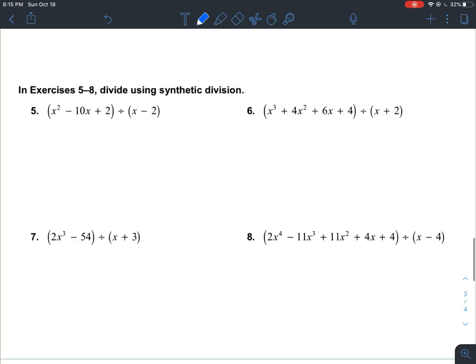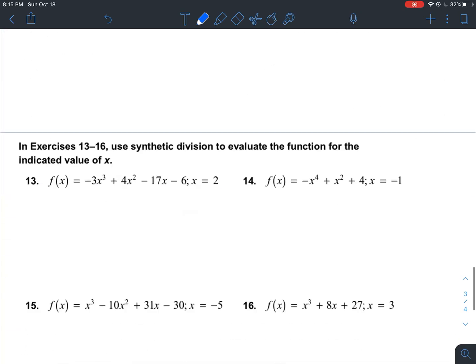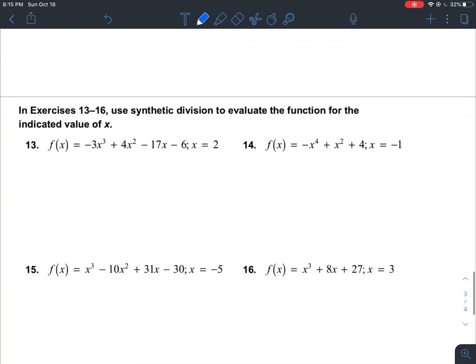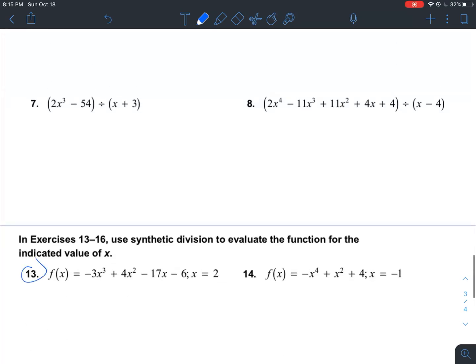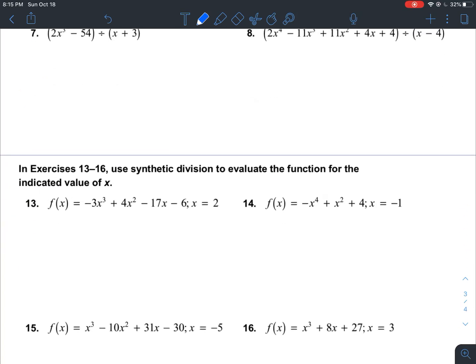Use synthetic division here, and then all we're saying here is that in exercises 13 through 16, use synthetic division to evaluate the function for the indicated x value. This is really nothing different from what we've been doing, just using synthetic division, but if you do this, you get 2. So if you have 2 right there, then you write down the coefficients. It's going to be -3, 4, -17, and -6.